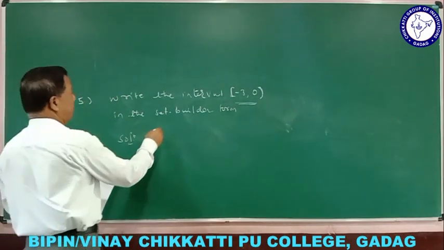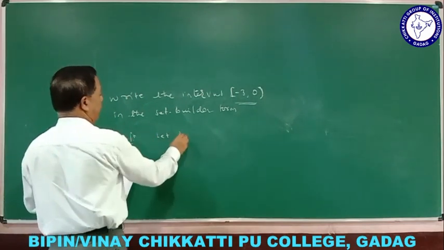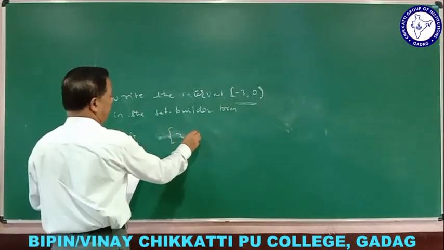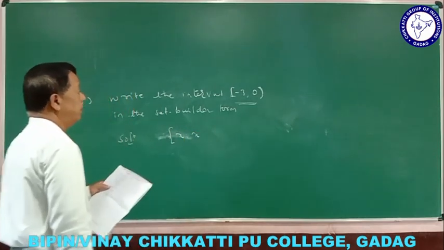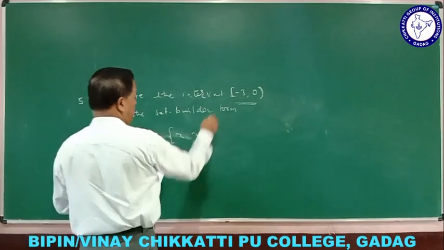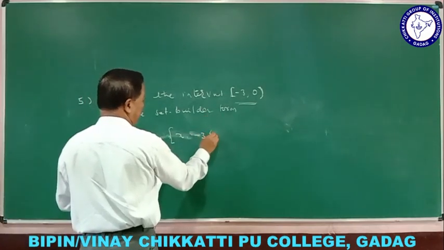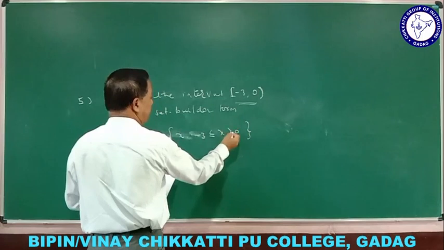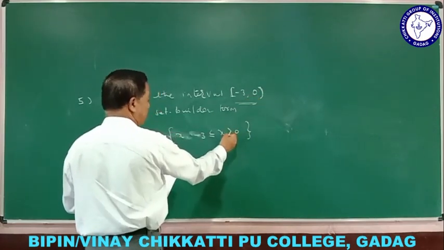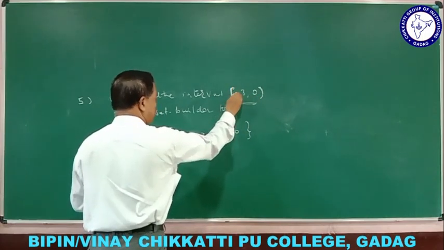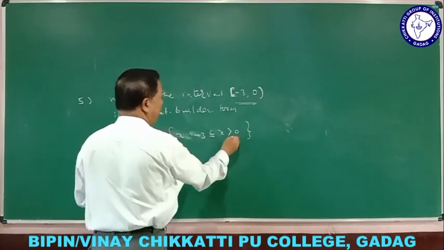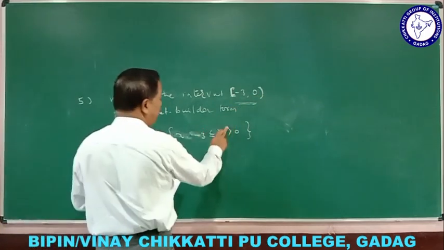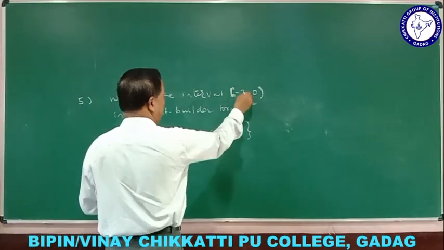Suppose let A equal to, since it is not mentioned here, A equal to such that x. See this, minus 3 is closed, and this is x, and this is open. Based on this being closed, we write it like this. If it is open, we write like this, and x is less than 0. Here x lies in between minus 3 and 0.